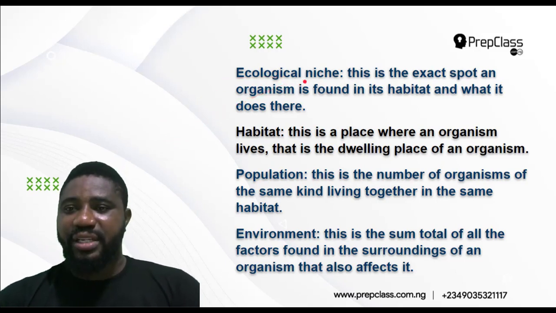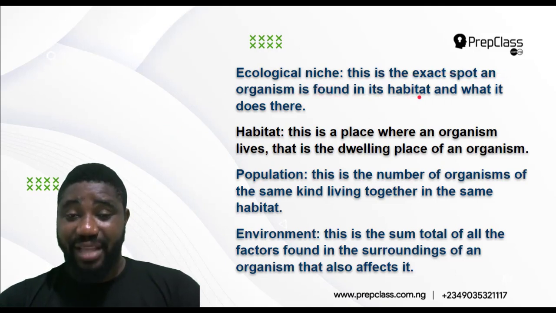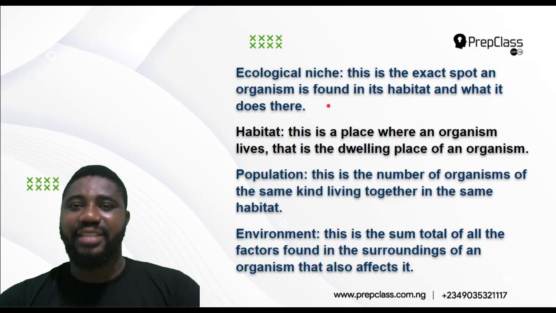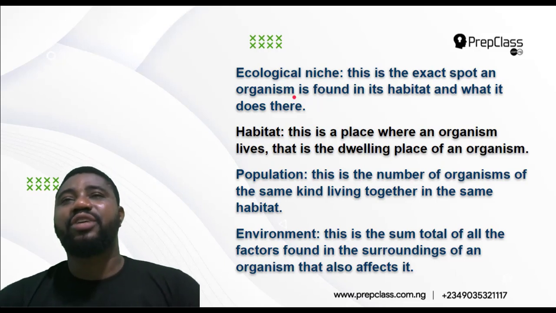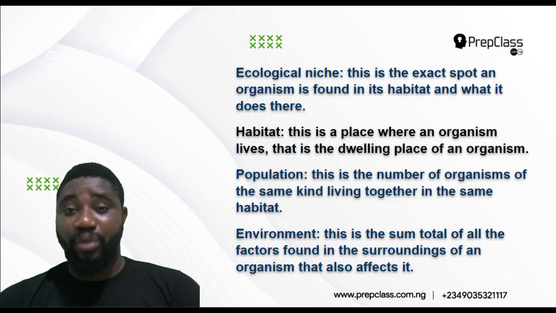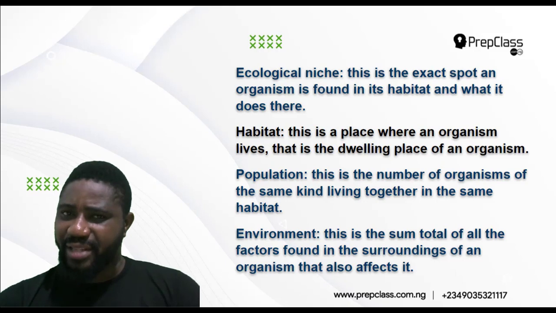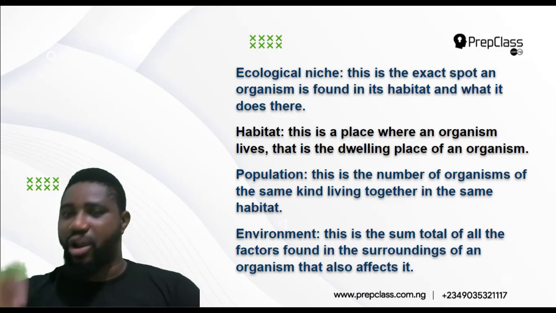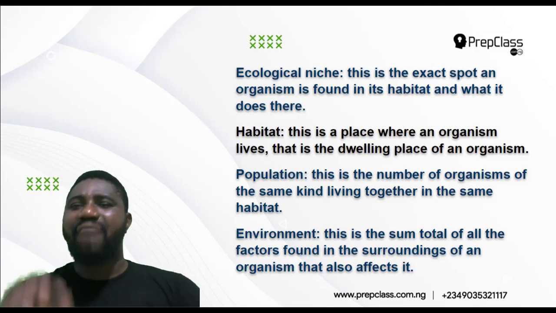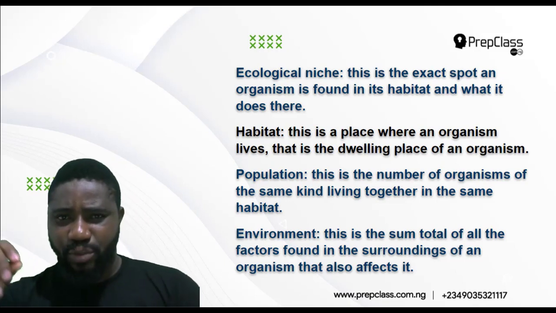Ecological niche. This is the exact spot an organism is found in its habitat and what it does there. For example, the caterpillar of a butterfly and an aphid are two different insects. They live in the same habitat, which is a young herbaceous plant in the savanna. But they have different ecological niches on that herbaceous plant.